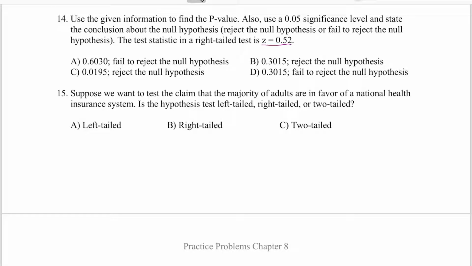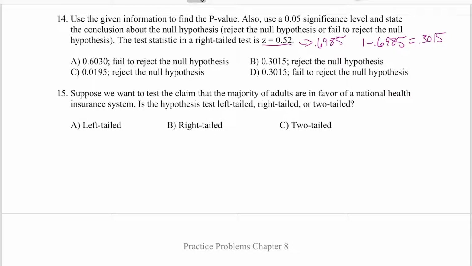So if you have z equals 0.52, then we're going to go look at our table, and z of 0.52 gives us a probability of 0.6985. And since it's a right-tailed test, we want to find the greater than. So in order to find greater than, we have to take 1 minus that value, and that's going to equal 0.3015.